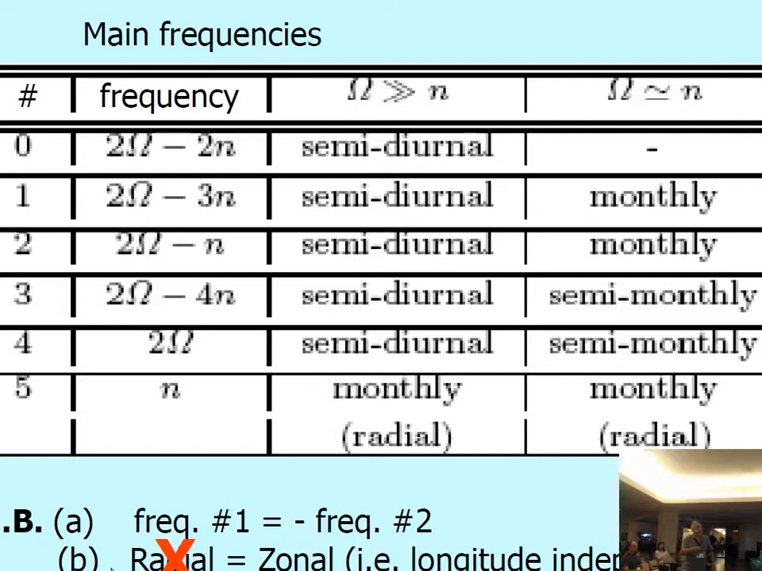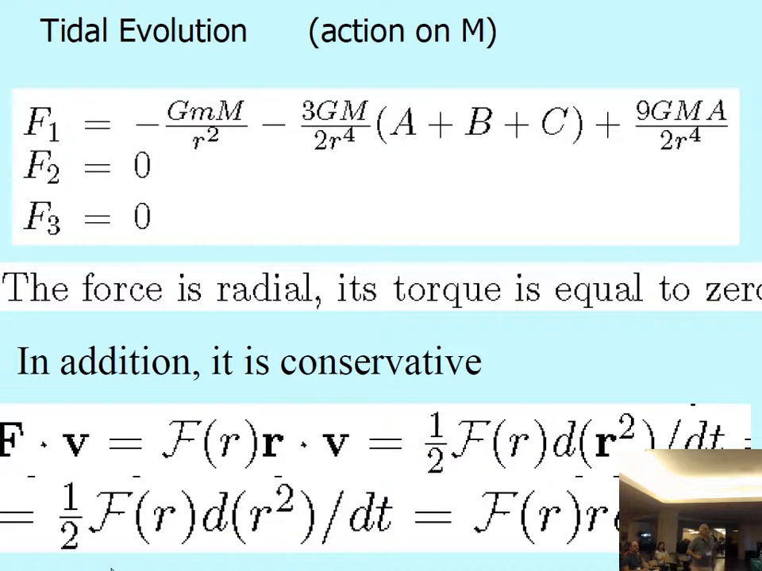We have to take this in consideration, that this classification, in which everything here is semi-diurnal, corresponds to a case like the Earth, that is rotating fast, 24 hours, and the satellite around, the body that is outside, is moving very slowly, with a period of 1 month. Now, let's compute the force acting on the point P.